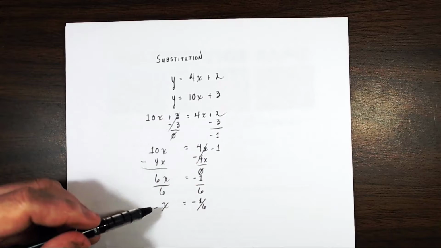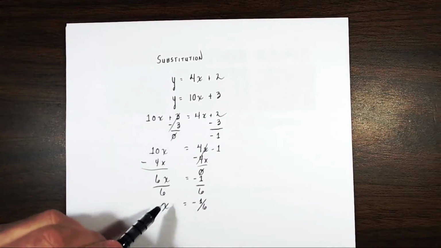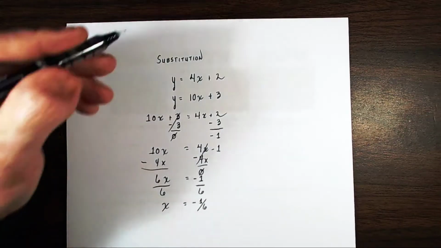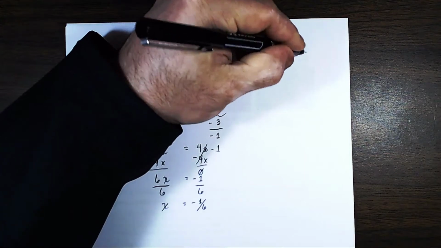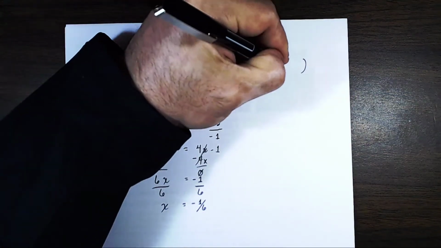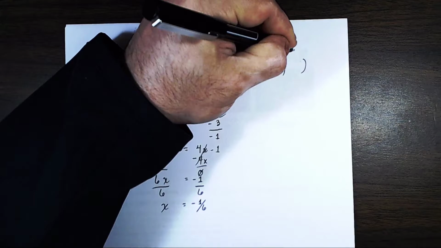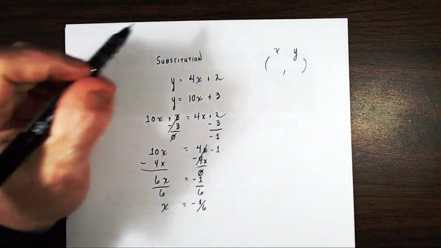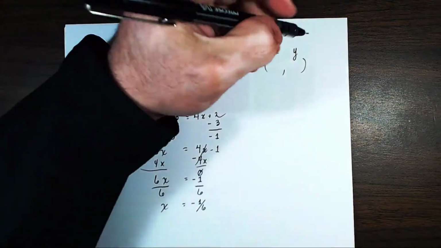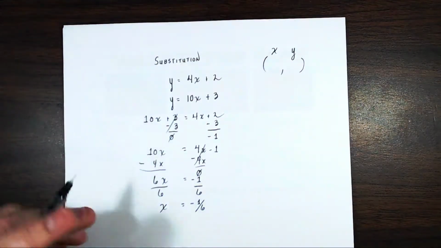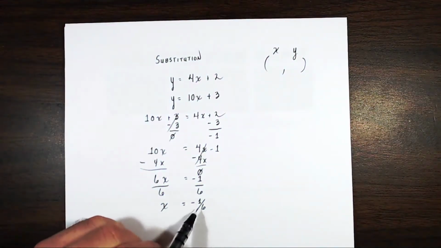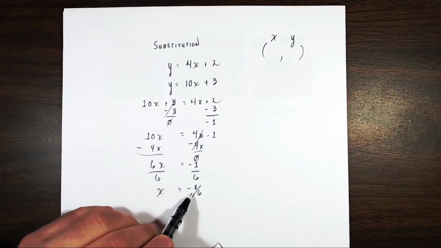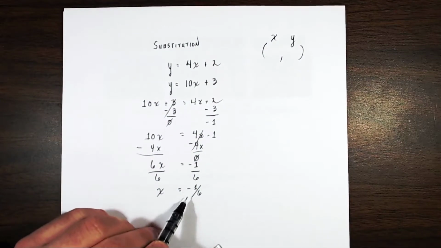This is a part of a coordinate pair. This is the x value for a coordinate pair for an intersection. So the intersection coordinates where the two lines cross will be represented by a coordinate pair x comma y. And we know, or we think we know, that one of those coordinates, the x coordinate, is negative 1/6.